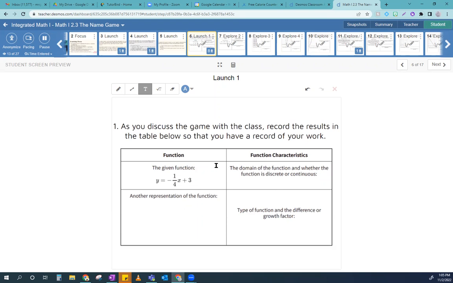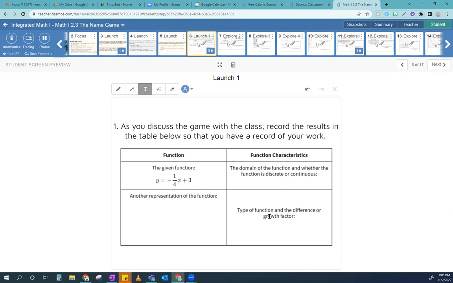So which one of these do you already know about? Okay, thank you for letting me know, hon. Which one of these do you want to talk about first? Which one of these makes the most sense to go first? In the chat. Growth factor, perfect. Looking at your function, what is your growth factor? Yeah, it's that fraction. Very good.